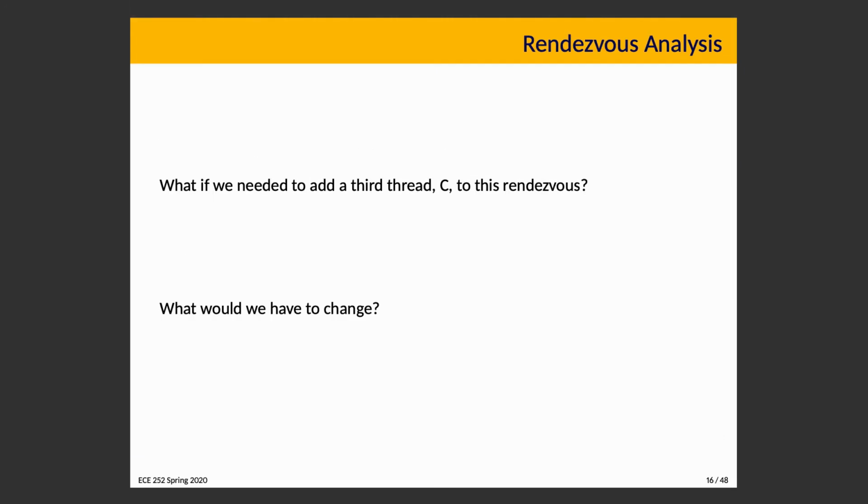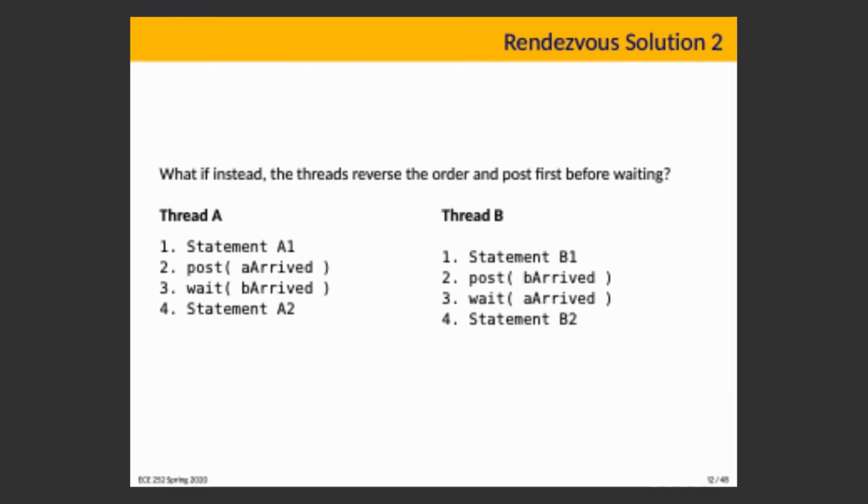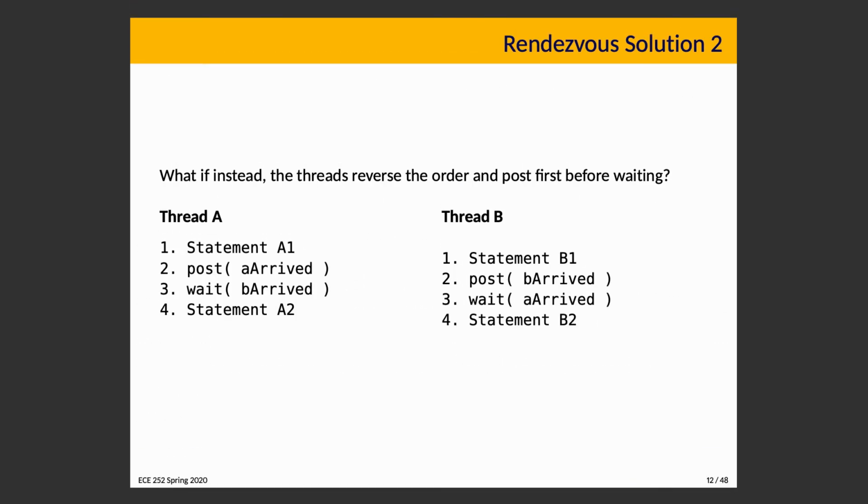Suppose, however, I asked you if you wanted to add a third thread to this rendezvous. What would you have to change? And while you think about it, I'll put back on the screen the solution 2, the one we said was the best solution that we looked at so far. Obviously we have to create a thread 3, and it will have statement C1 and it will have statement C2. But what else would we have to change to make this happen, and what would the implementation of thread C look like?